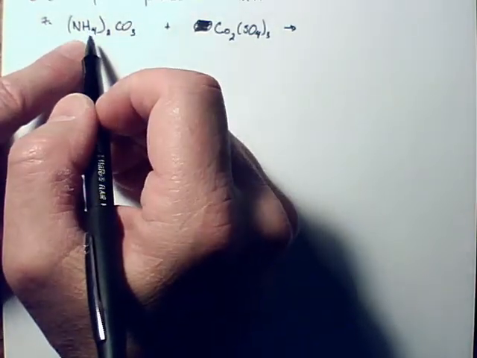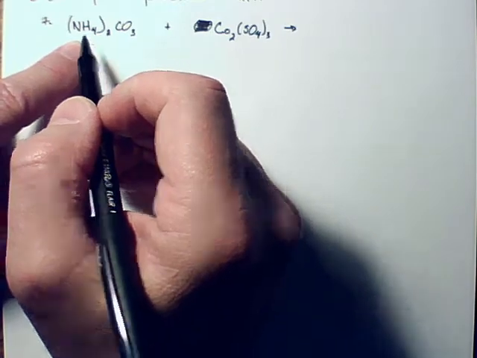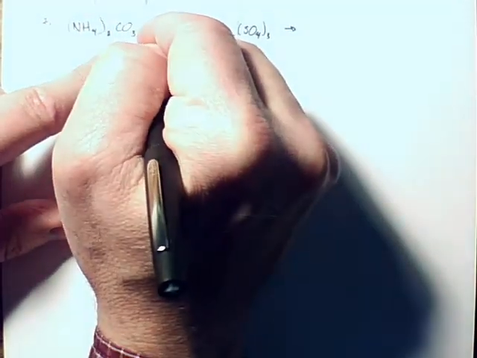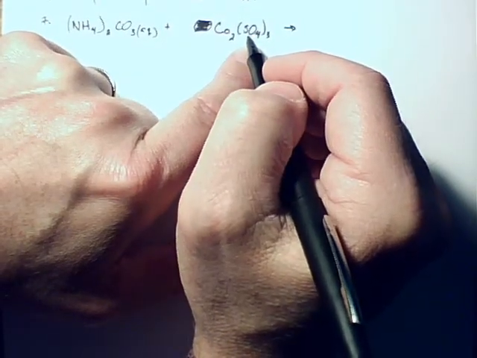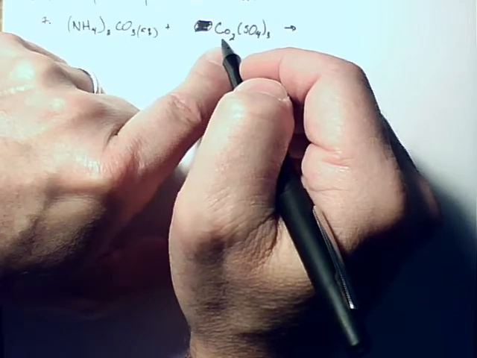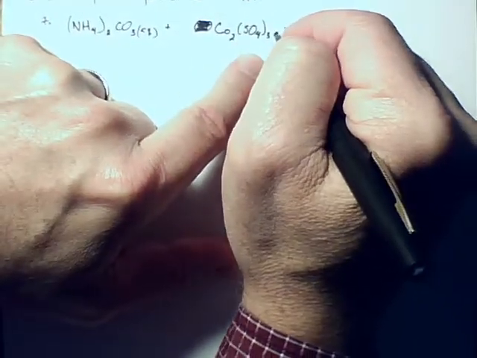So, all ammonium compounds are always soluble, so this is going to be aqueous. Sulfate compounds are mostly soluble. There's a few exceptions. Cobalt-3 is not one of them, so this is going to be aqueous.